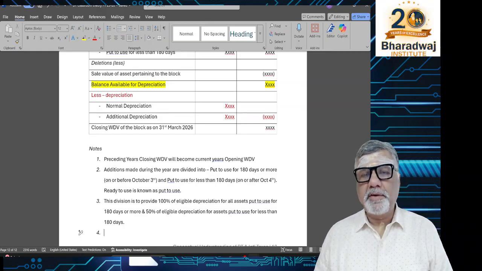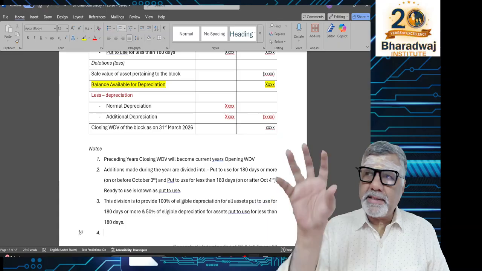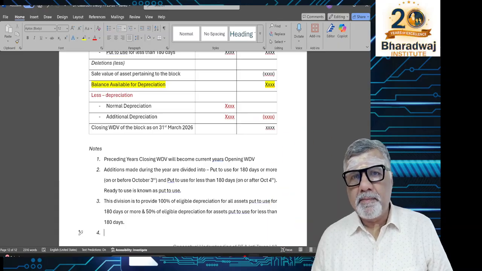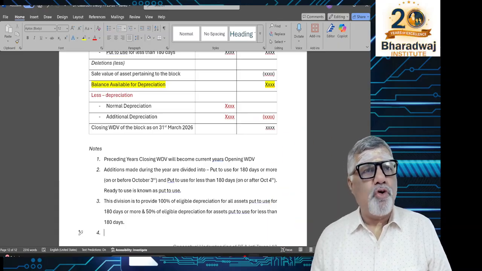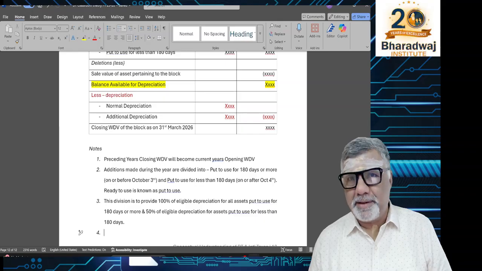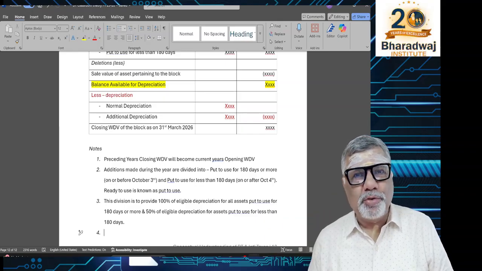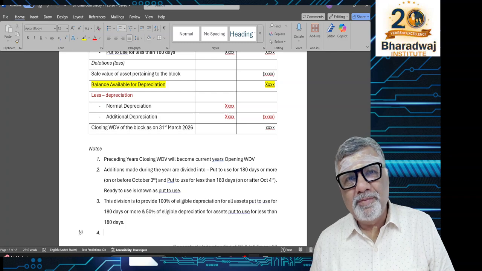Okay. Right. So what happens? An asset is there in the opening balance. This year, I have used the asset for 4 months. After that, I scrapped it. I did not sell it. I just scrapped it and put in my godown. I did not use it at all. Will I get full depreciation or half of the eligible depreciation?